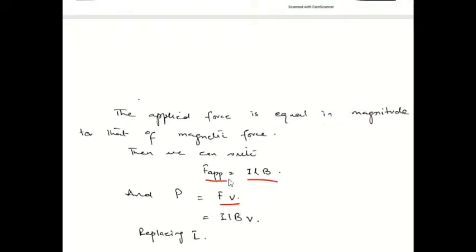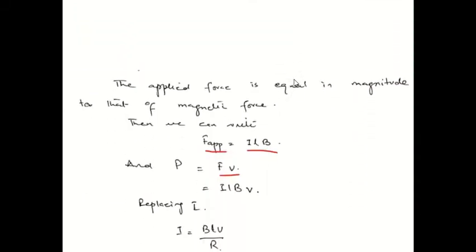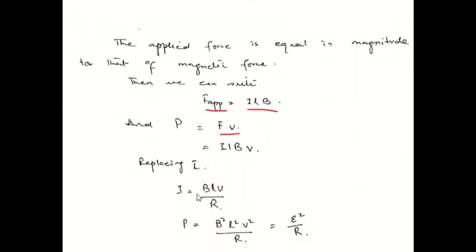Here the force is the applied force, so I can replace this force with ILB, and now I have ILBv. From the equation over here I can replace this I with BLv over R, which I'll do in the next step. Replacing I, which is BLv over R, and putting it over here, I'll get B squared L squared v squared over R, and this is equal to induced EMF squared over R. So this is equal to the power.